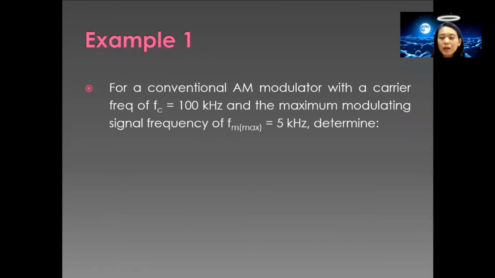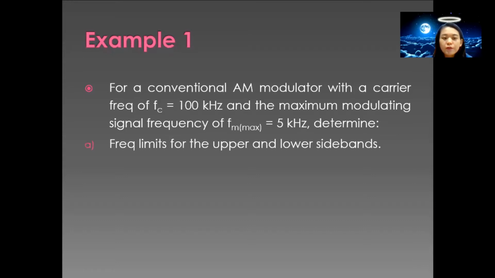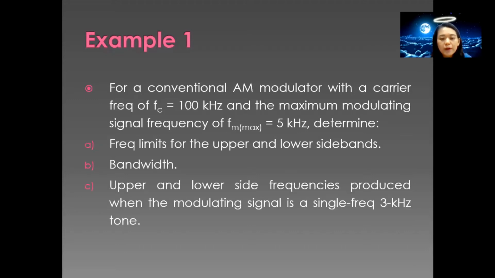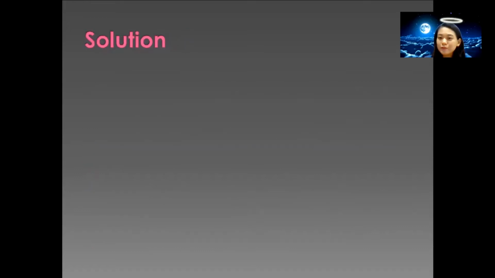For a conventional AM modulator with a carrier frequency of Fc equals 100 kHz and the maximum modulating signal frequency of Fm maximum equals 5 kHz, determine A, the frequency limits for the upper and the lower sideband. B, bandwidth. C, the upper and the lower side frequency produced when the modulating signal is a single frequency of 3 kHz. And D, draw the output frequency spectrum. Let's go to the solutions.